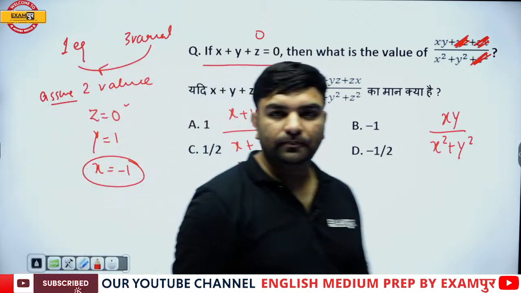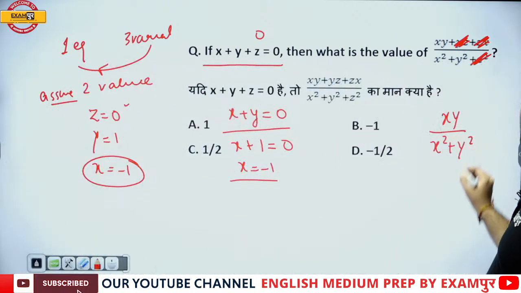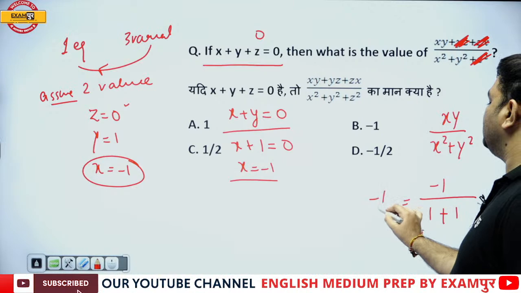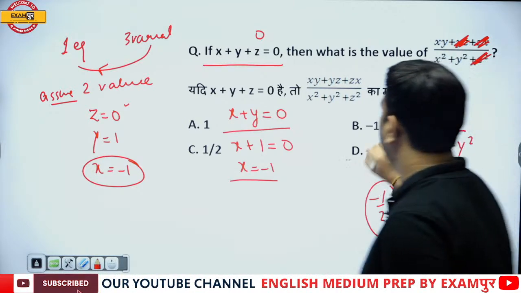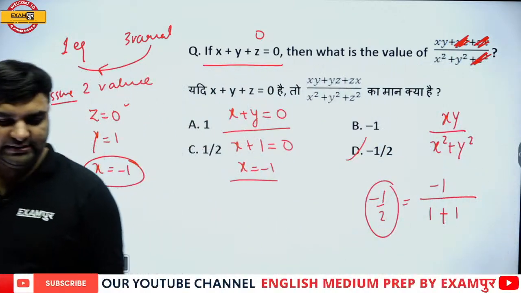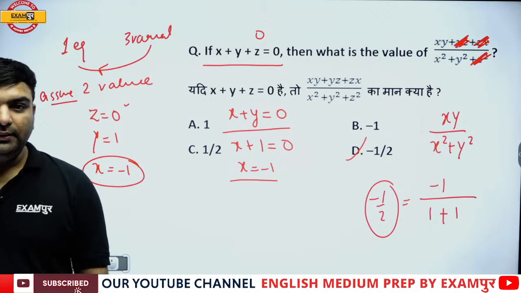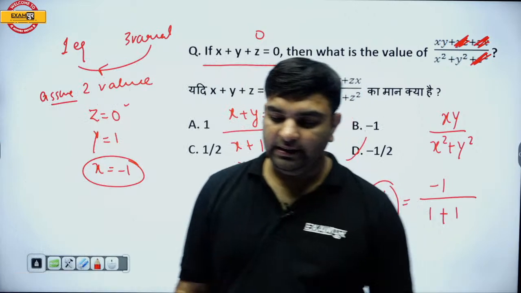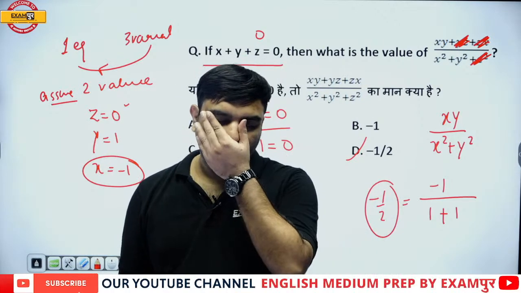So minus 1 into 1 is minus 1, upon minus 1 whole square, 1, plus 1 square, 1. Minus 1 by 2 is the answer. Please do watch out, and once it is clear, do let me know.